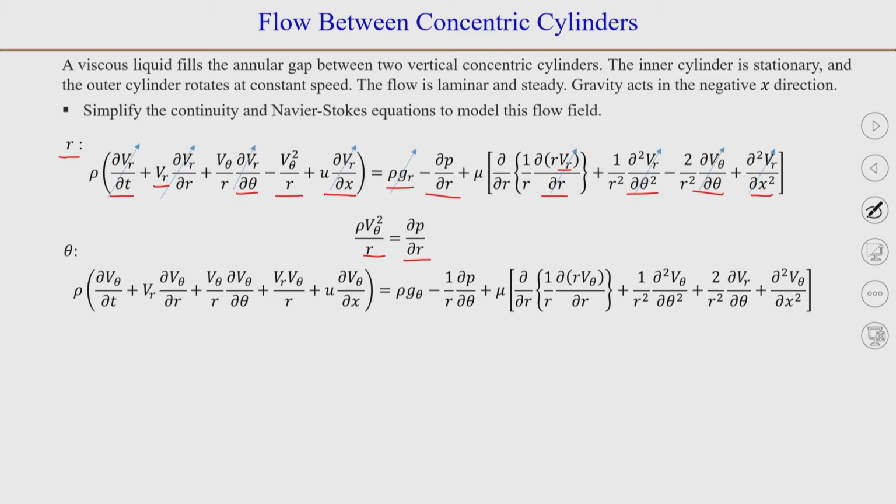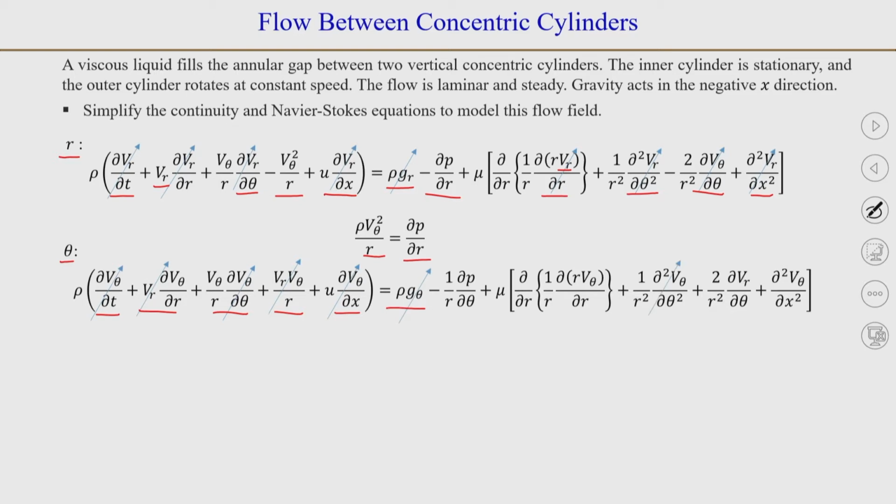Now, let us look at the momentum conservation equation along the θ direction. The first term will be 0 because the flow is steady. The next term will be 0 because v_r is equal to 0. Then ∂/∂θ is equal to 0, v_r is equal to 0. So, this term will be 0 and ∂/∂x is equal to 0 for all the velocity components. So, this term will be 0, no component of gravity along the θ direction.